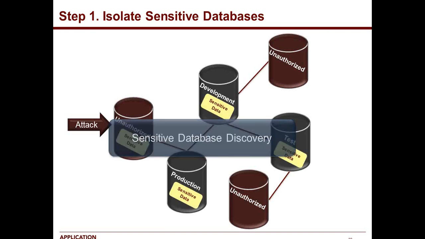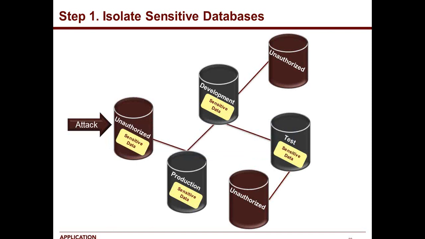Now, it's not enough just to know which databases you've got. You've also got to know which ones have sensitive data. So sensitive data discovery is the next step in isolating your sensitive databases. It's actually going through the databases, hopefully in an automated way, crawling through the data, identifying which systems are storing sensitive data, what types of sensitive data is being stored and exactly where it is. You can see in this picture here, we've got sensitive data not only in our production database, but also in our development and test, and even in one of our unauthorized databases.